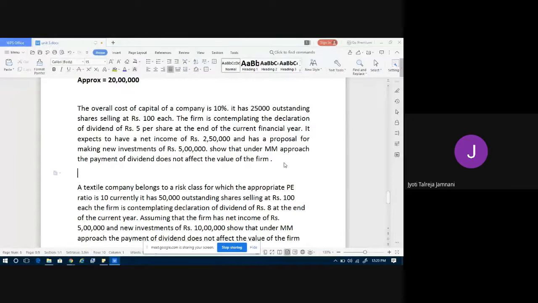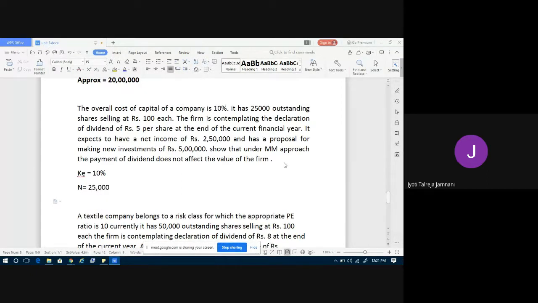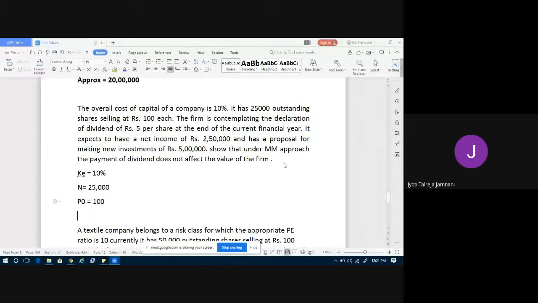Now see this sum. The overall cost of capital of the company is 10%. So KE is equal to 10%. Always it's better to write down first what all is given, so that you have everything at a place and it becomes easy for you to solve. It has 25,000 outstanding shares, so they've directly given you the value of N, 25,000. Selling at rupees 100 each, so this is your P naught value. P naught is equal to 100 per share.